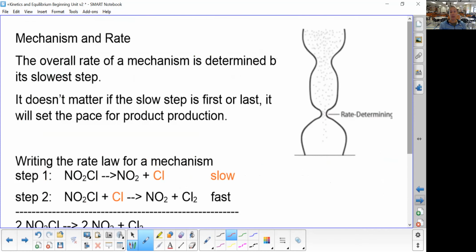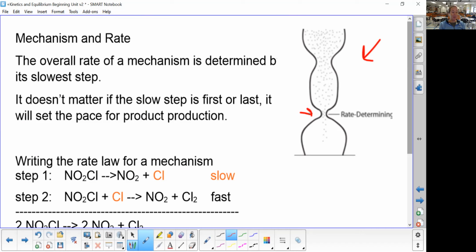So let's also look at mechanisms and rate, okay? So the overall rate of a mechanism is determined actually by the slowest step. So one of those steps is going to be faster than the other ones, okay? So like this little thing, it doesn't matter how much sand or water or whatever you put in, this step is going to determine the flow rate, okay?